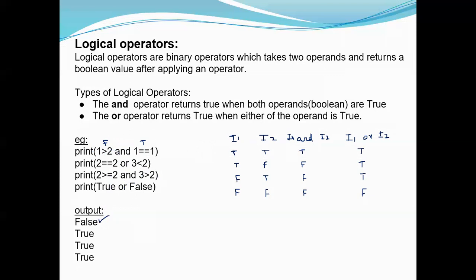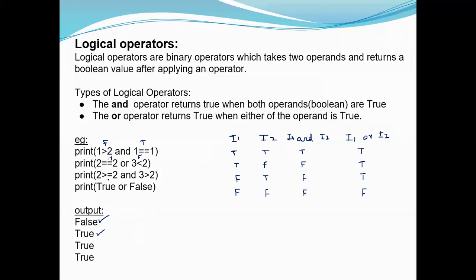3 less than 2 is actually false, because 3 is actually greater than 2. So false or true will return me true. OR will accept if at least one is actually true. It will give that output as true.